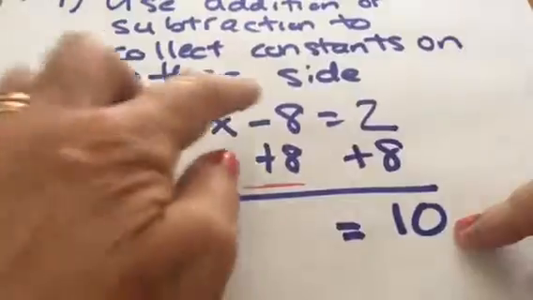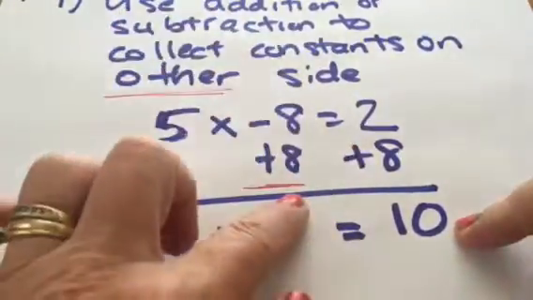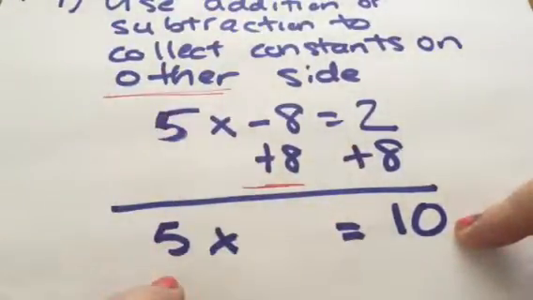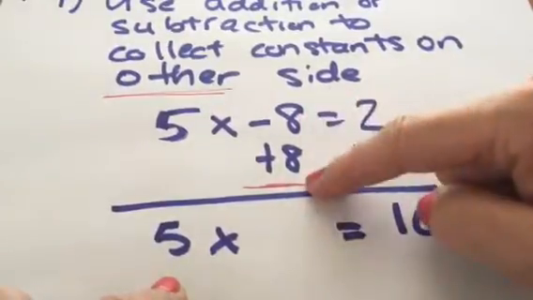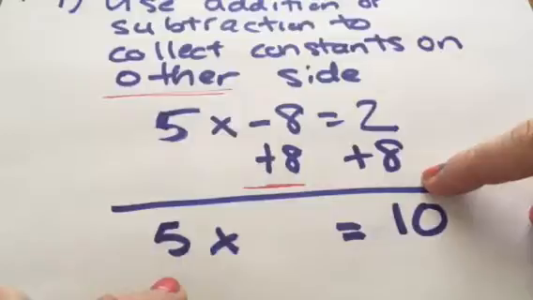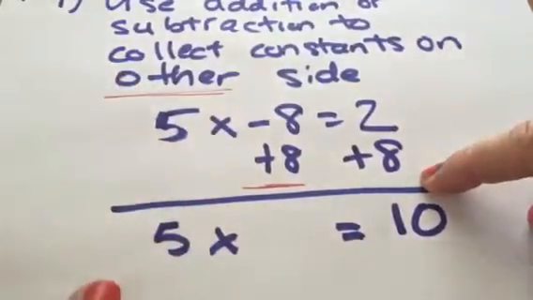2 plus 8 is 10. Negative 8 plus 8 cancels out, leaving us just with the 5x. So I underline in red here to emphasize we introduced that. So that's why we have to do it to both sides, and we want to get it to the other side.